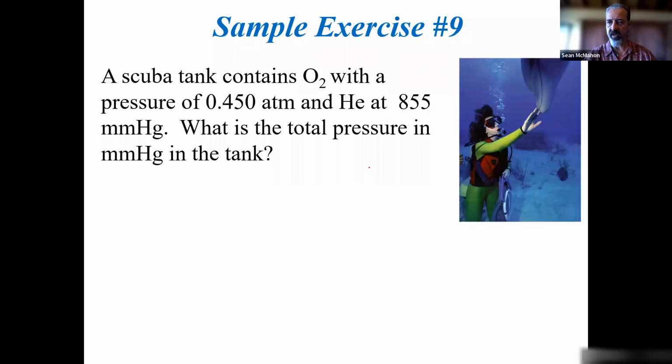So here's one that's a little bit different. A scuba tank contains oxygen with a pressure of 0.450 atm and helium at 855 millimeters of mercury. What is the total pressure of mercury in the tank?